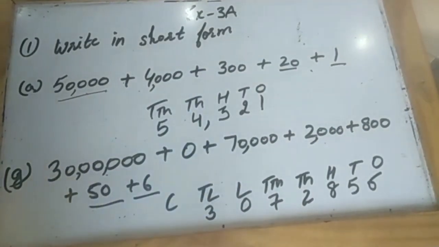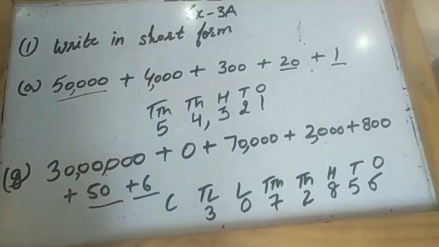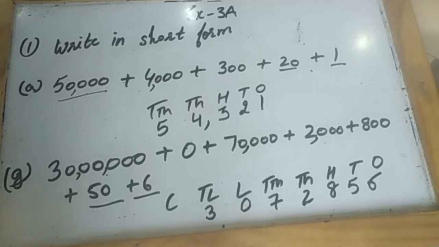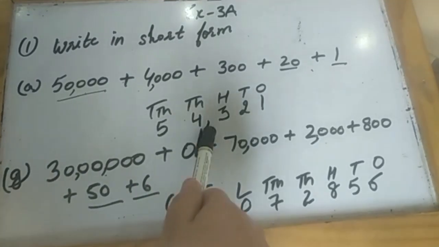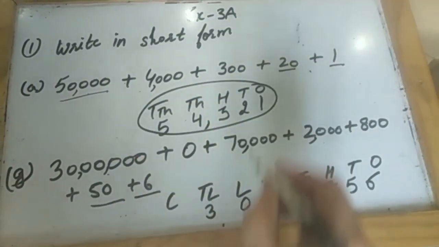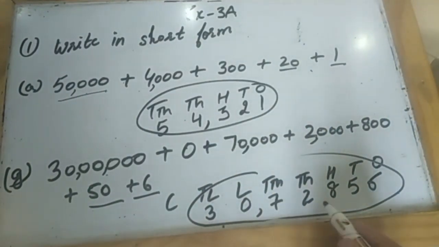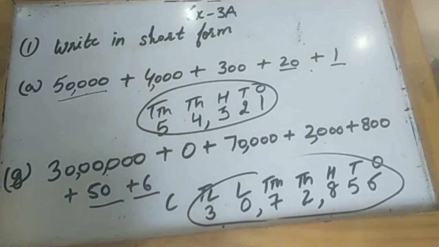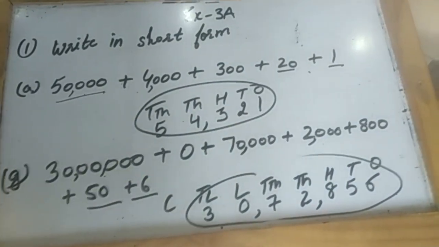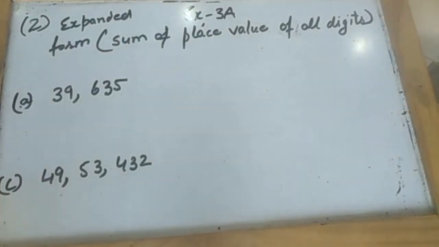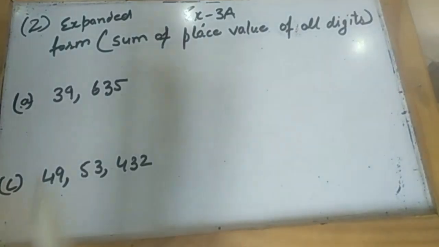So this is how you write in short form when the numbers are given in the expanded form. When the digits are given in expanded form, this is how you write in the short form. So this number becomes 30,72,856.